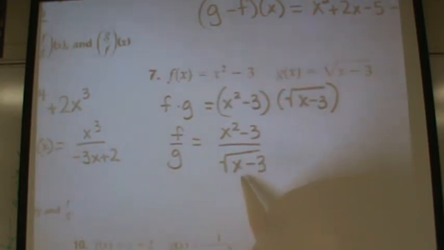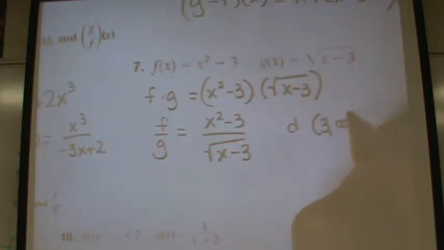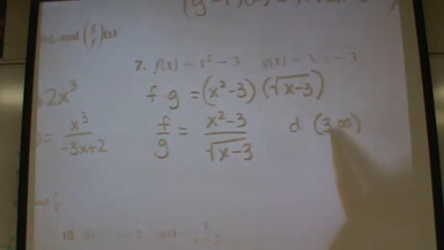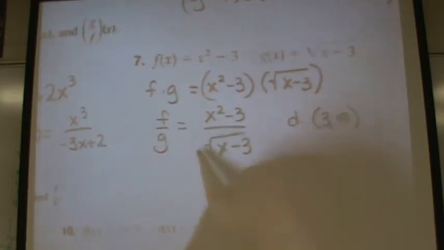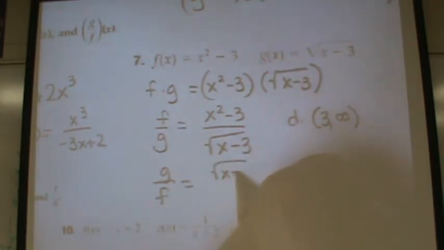Actually, you can't have 3 because you can't have 0. So the domain on this one is going to be from 3 to infinity. You cannot have a 3 here because 3 minus 3 is 0, and 0 in the denominator does not work. And then the other way, g over f is going to give us root x minus 3 over x squared minus 3.